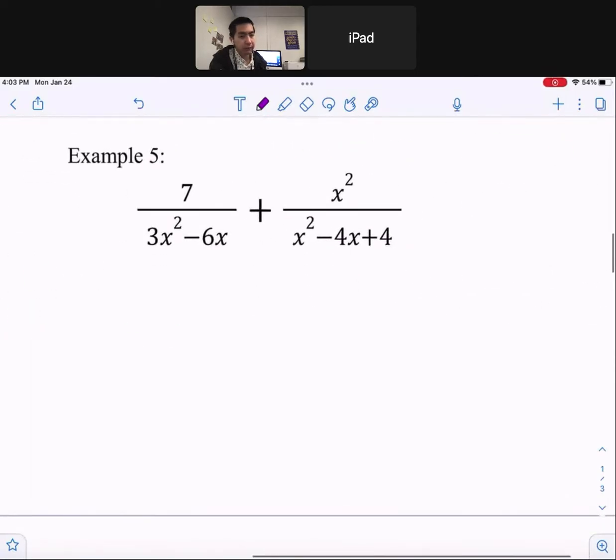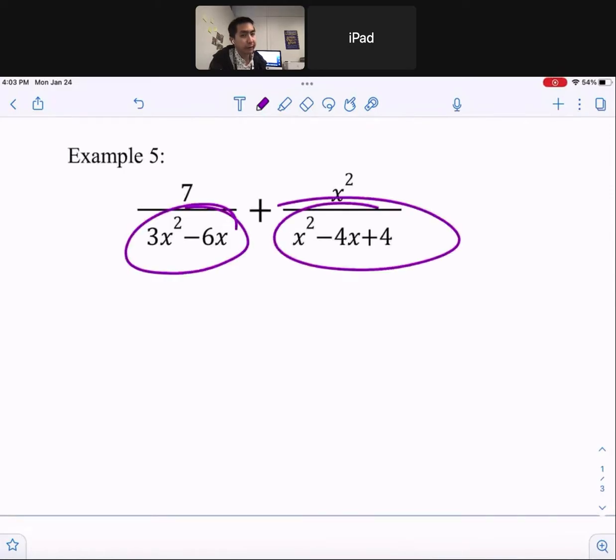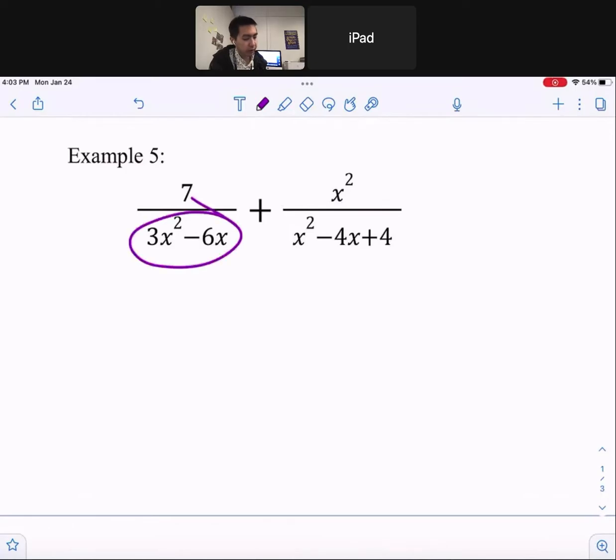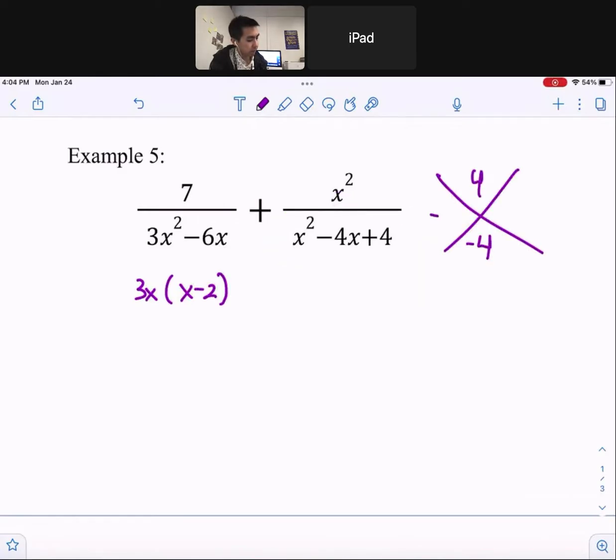Okay, example 5. Now both of these you can factor. From here, you can factor out a 3x to get x minus 2. From here, this is your x method, right? Negative 2 times negative 2 gives you a positive 4. Negative 2 plus negative 2 gives you negative 4. So x minus 2 times x minus 2. And because these are the same, we can rewrite this as x minus 2 squared.